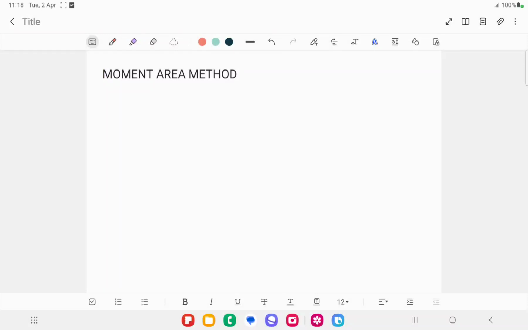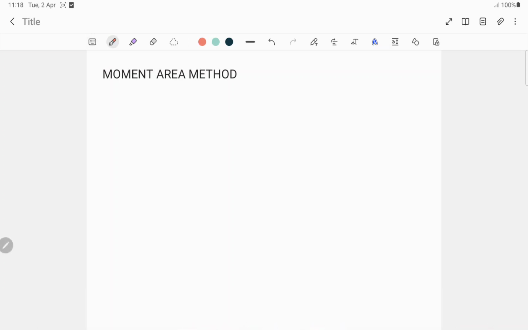In today's video, I will solve a problem based on the moment area method for a simply supported beam. So, a simply supported beam, and in this question we have to find the slope, by using the moment area method. So, this is the question for a simply supported beam.